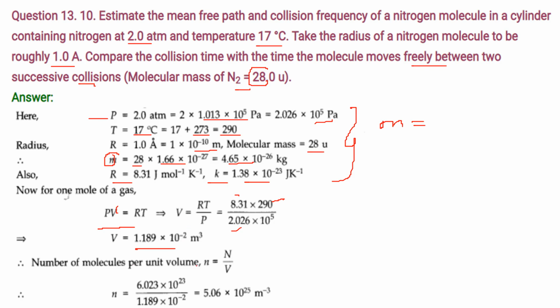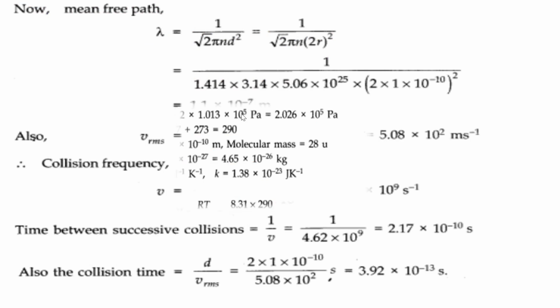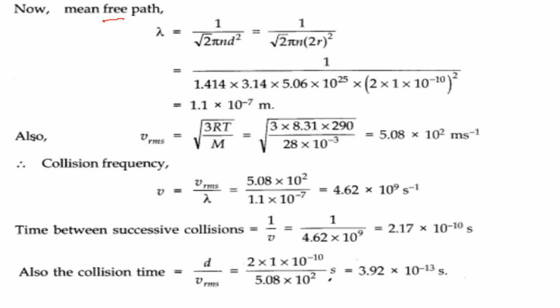But here the number of molecules per unit volume, how to compute this? This can be computed by this 6.023 into 10 to the power 23. We know that this is the value. This is total number of molecules present. But in what volume? This volume. So we just divide them. This by this, you get number of molecules per unit volume, which is 5.06 into 10 to the power 25 per meter cube. Now, what is the mean free path?